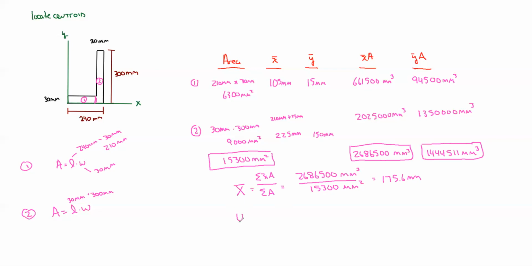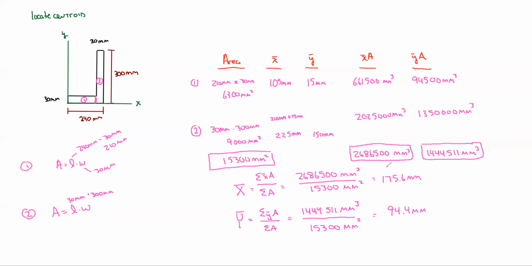Do the same thing for capital Y bar: the summation of the y bar A's divided by the summation of areas. That's 1,444,500 cubic millimeters divided by 15,300 square millimeters. And I think that's something like 94.4 millimeters. That's what I'm going to call it anyway.